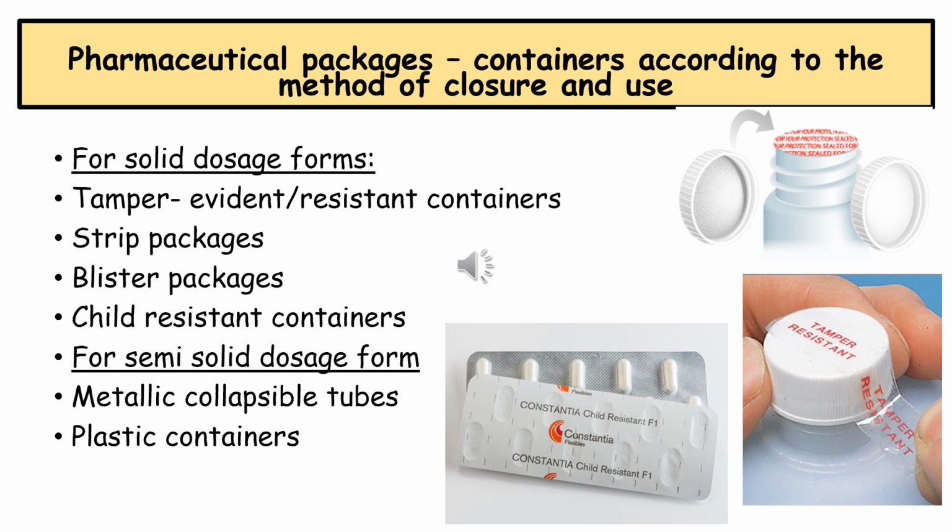Next, child resistant containers. So the strip and blister packages, we are well aware of these types of packaging materials. Child resistant containers are used to reduce the risk of children ingesting hazardous materials, and this is accomplished by using special safety caps. These containers have two dissimilar motions for opening, which makes them difficult to open.